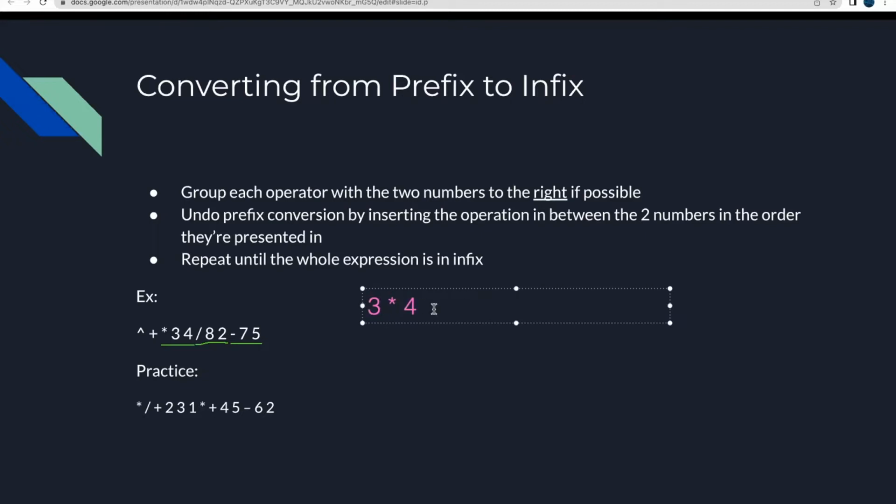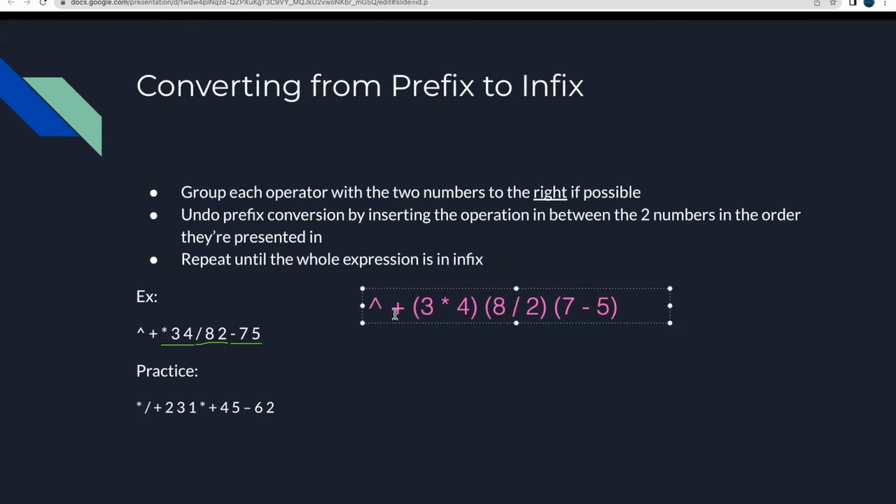And then I'm gonna put that in parentheses just to show that that's one term and not get that mixed up with my next number. And then we have these two that we also have to convert back. So we're just gonna copy and paste this in the middle. Okay, and then I'm gonna add these two in the front, just so we don't forget them. And then we're gonna repeat until the whole expression is in infix.